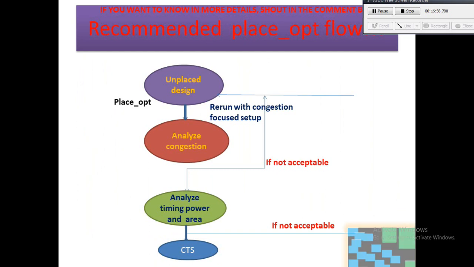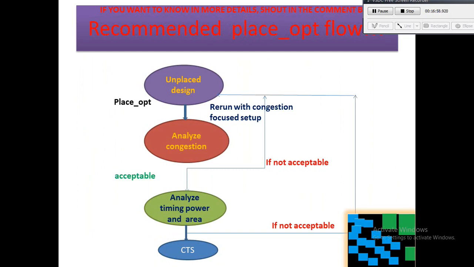So we have come to the last slide. After running place_opt, we will analyze congestion. Once it is acceptable, that means routability is fine, so we are allowed to move on to optimize the other parameters such as power or timing. Once all are optimized, we go to the next stage, that is CTS.